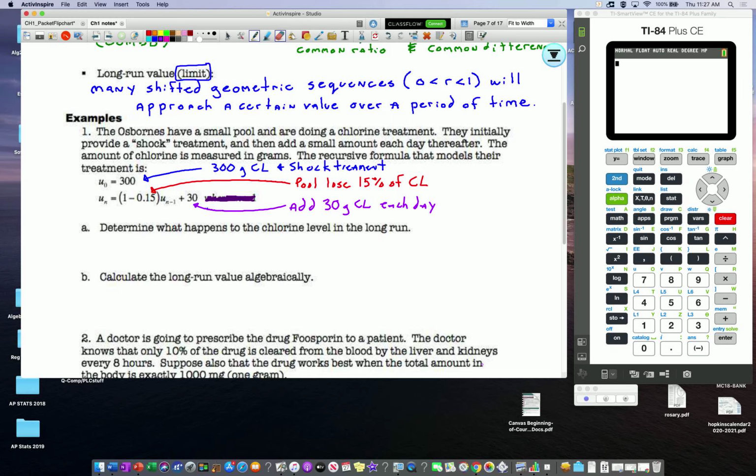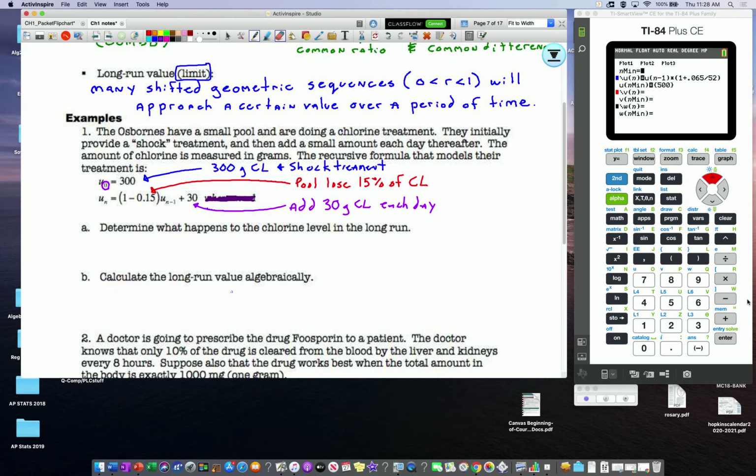Now, what it asks us to do is determine what happens to the chlorine levels in the long run. So this is where we're going to use our calculator to help us out. I'm going to go back to my y equals. Remember that value up here, that 0 is the same thing here.